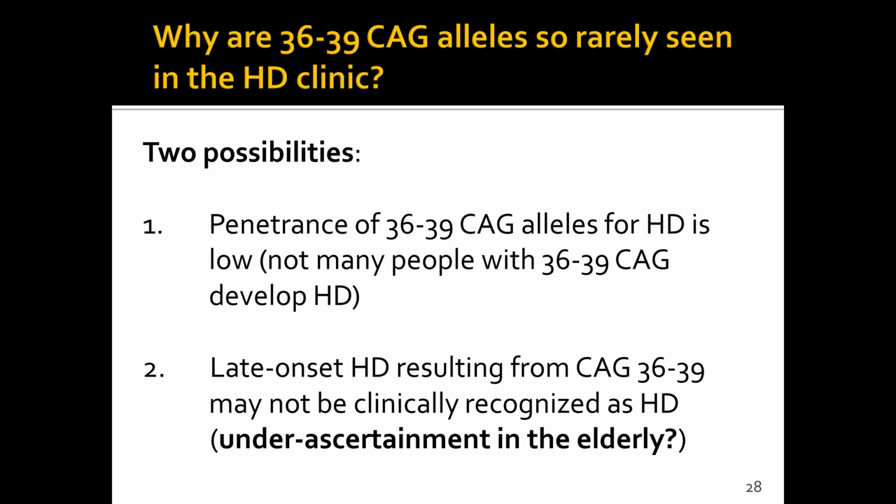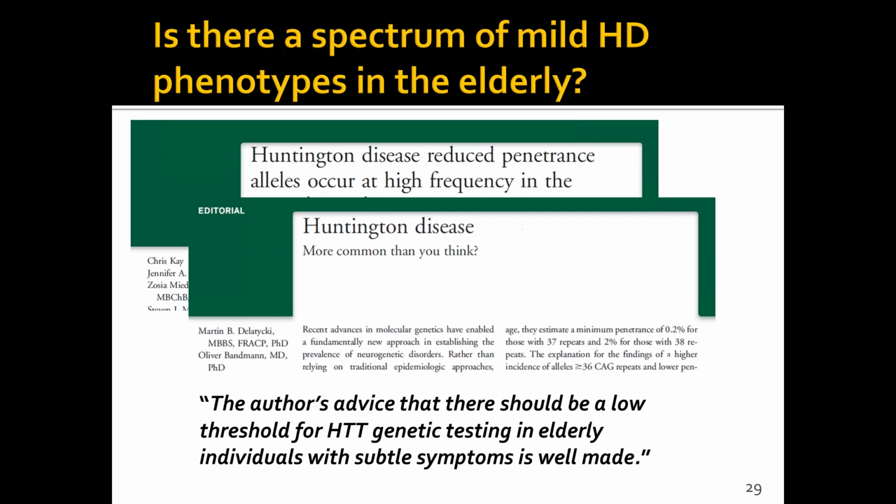And so it could be that individuals who have a late onset with 36 to 39 don't ever get referred to a neurologist. They may never even go to a clinic. So we believe that it's probably a combination of these two possibilities as to why we so rarely see 36 to 39 in the clinic versus how frequent it really is in the general population.